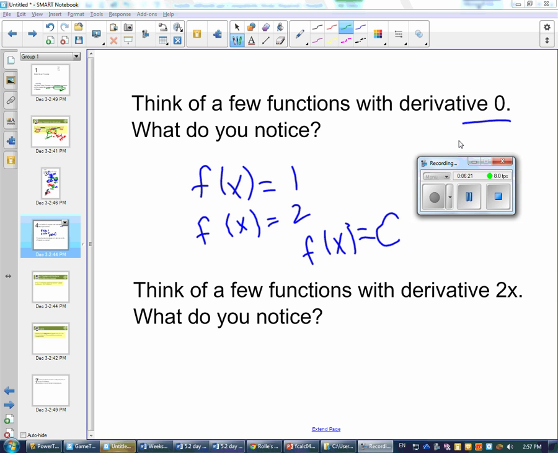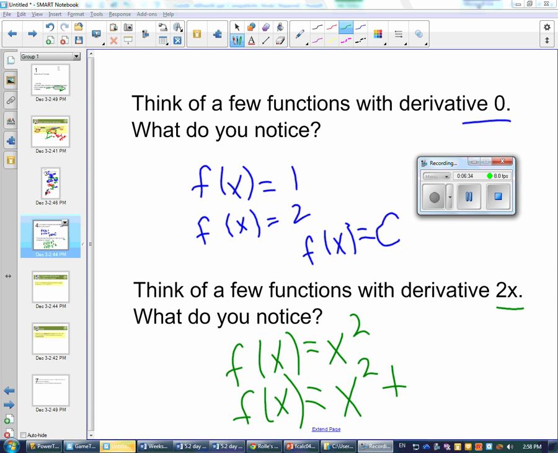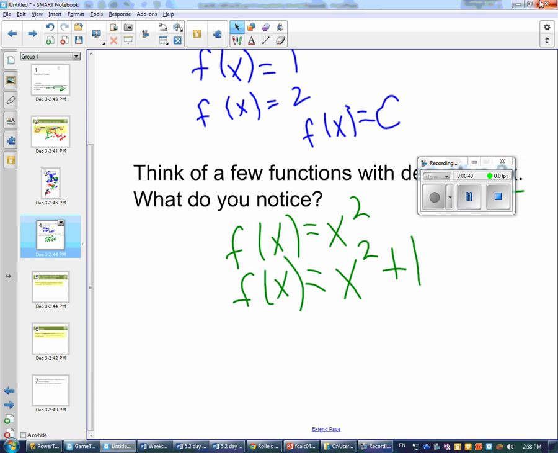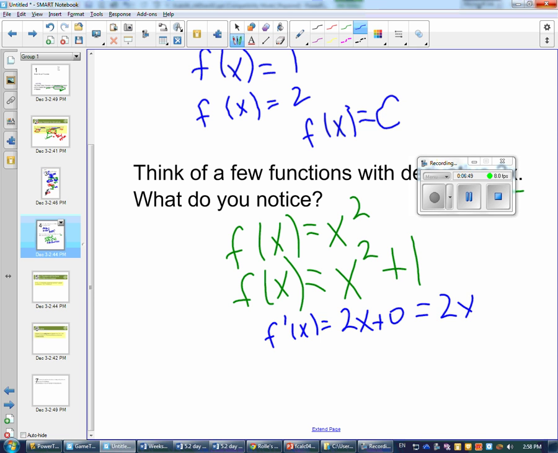What about functions that have the derivative of 2x? Well, I know x squared has a derivative of 2x. But is there anything else? What about x squared plus 1? Remember that when you're finding the derivative, you take the derivative of each piece. The derivative of x squared is 2x, and the derivative of 1 is 0. So that also has a derivative of 2x.